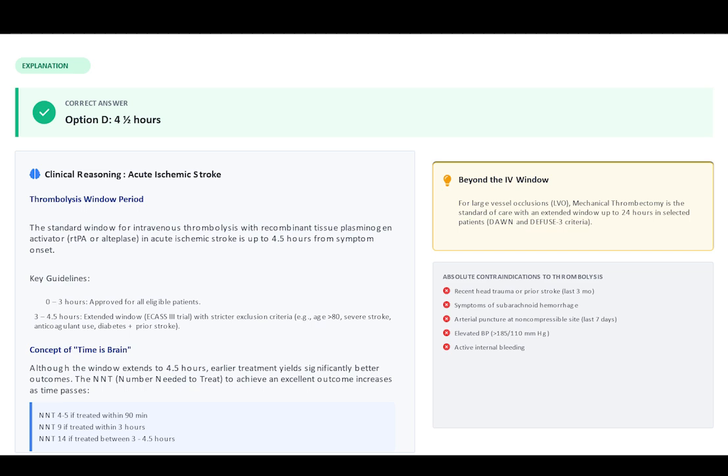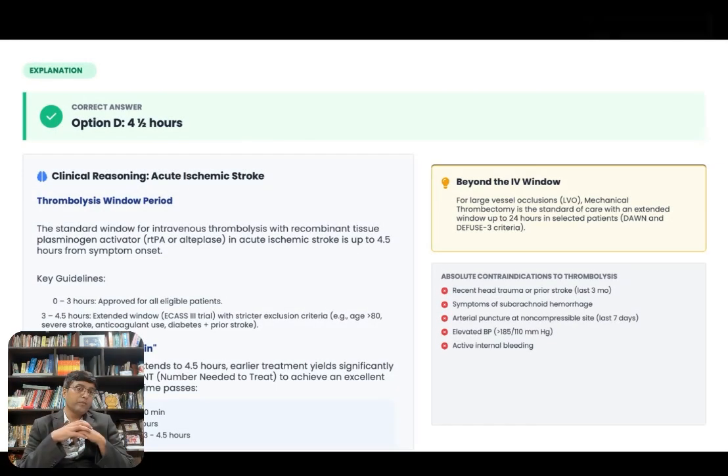So, for a patient with acute ischemic stroke, what are the standards of care? The first one is the medical support. When you encounter a patient with acute ischemic stroke, start with ABC: airway, breathing and circulation. Check the blood pressure, check the blood sugar. Both hypoglycemia and hyperglycemia are deleterious in such patients.